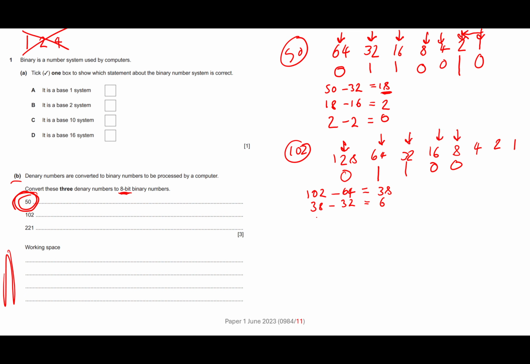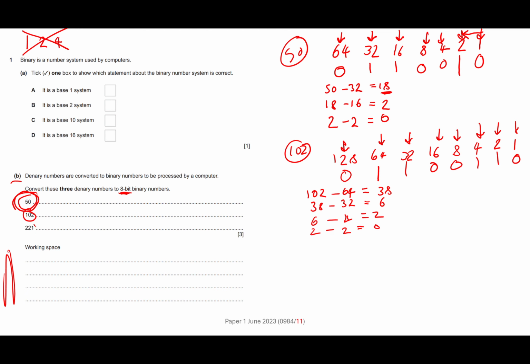Can we take 4 away from 6? Yes, we can. So we're going to pop a 1 in there. We've got 6 minus 4 leaves us with 2. Can we take 2 away from 2? Yes, we can. So 2 minus 2 leaves us with 0. Can we take 1 away from 2? No, we can't. That's our next answer.